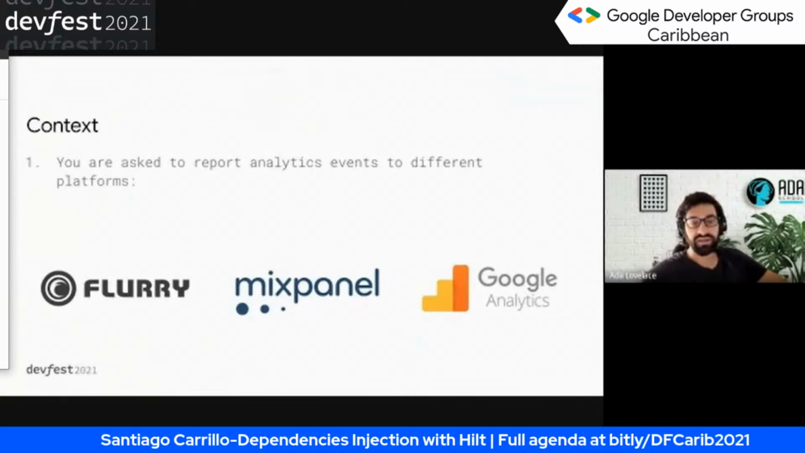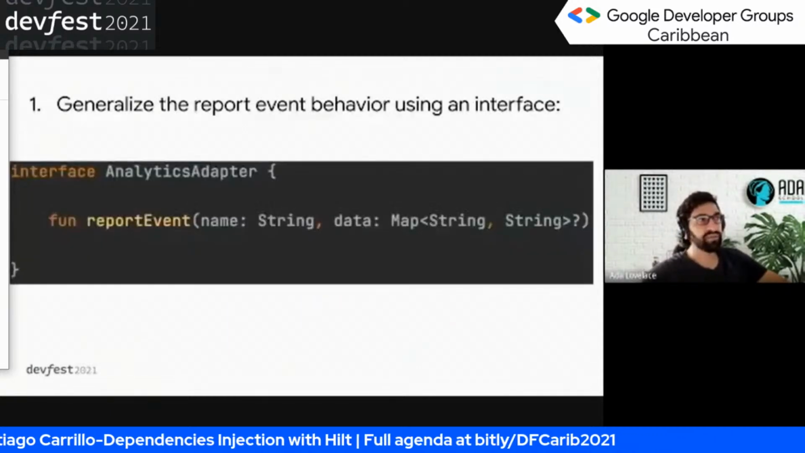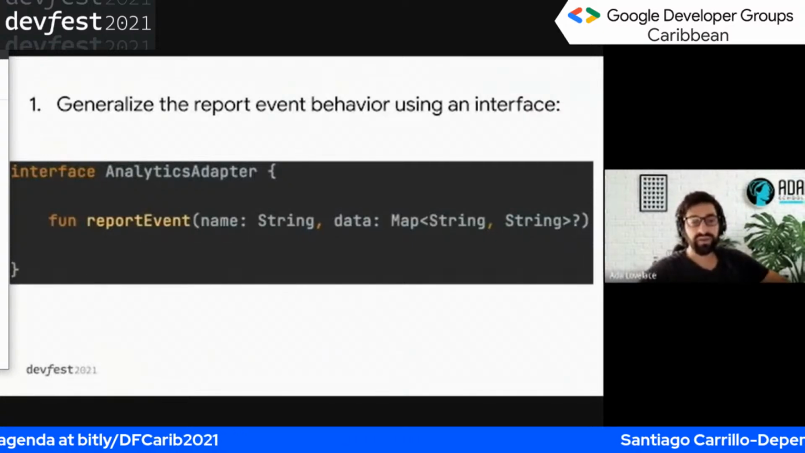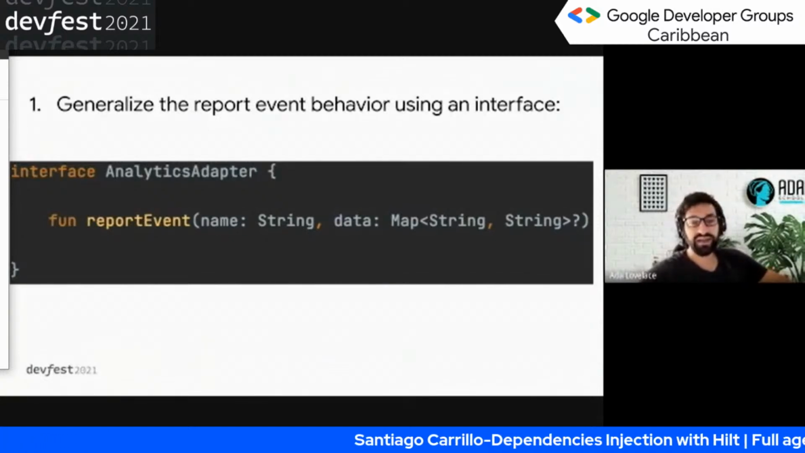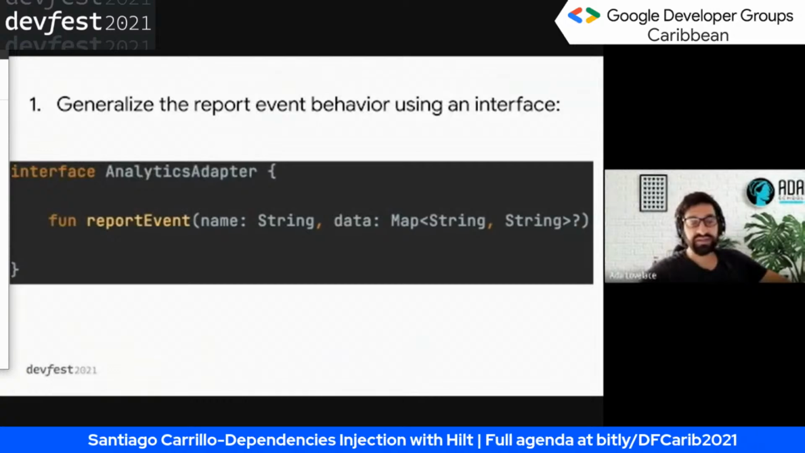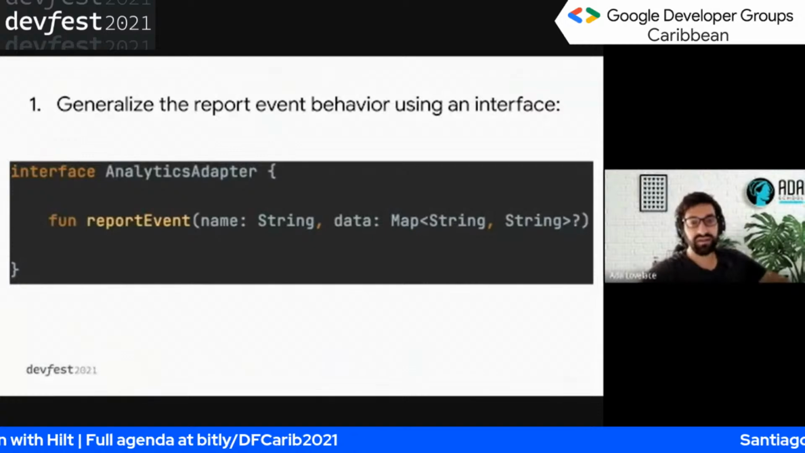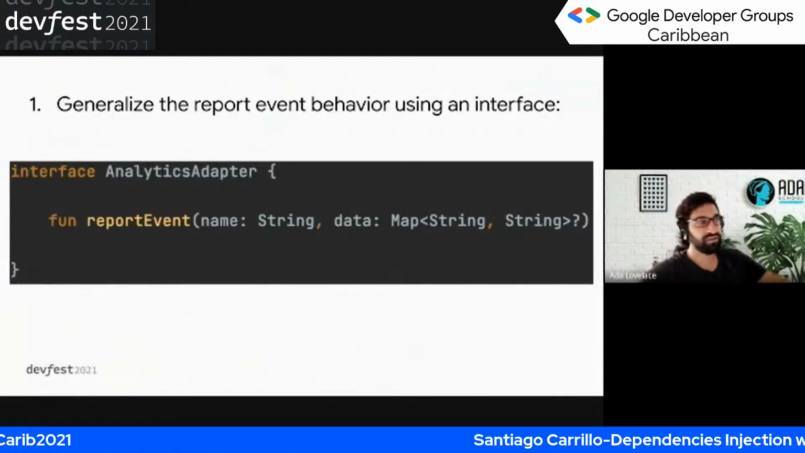So the first thing we're going to do is define an interface. We need to generalize the behavior. And as you probably know if you've worked with analytics before, you basically need two inputs. One is the name of the event that you're going to report, and the second one is the data. The data is just a dictionary or a map where you have the key and the value that you're going to store and represent on the analytics platform.